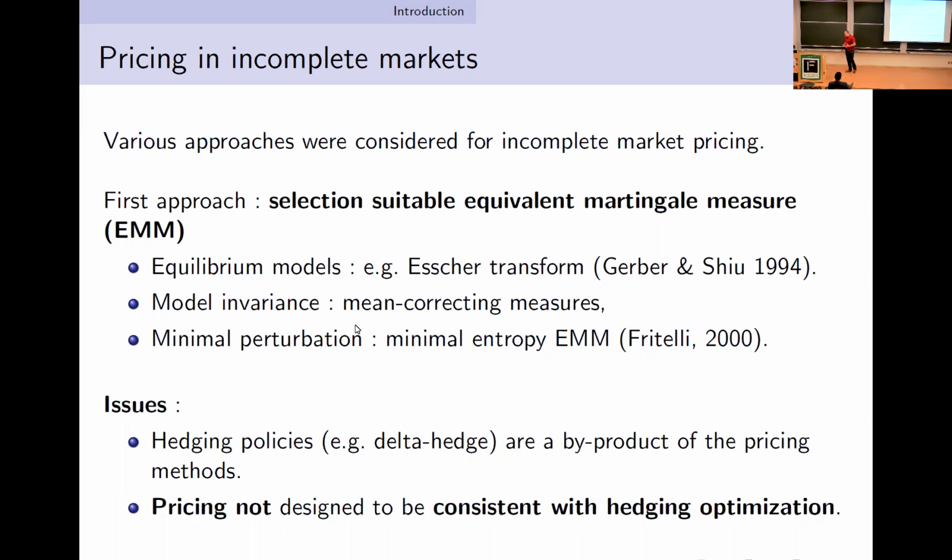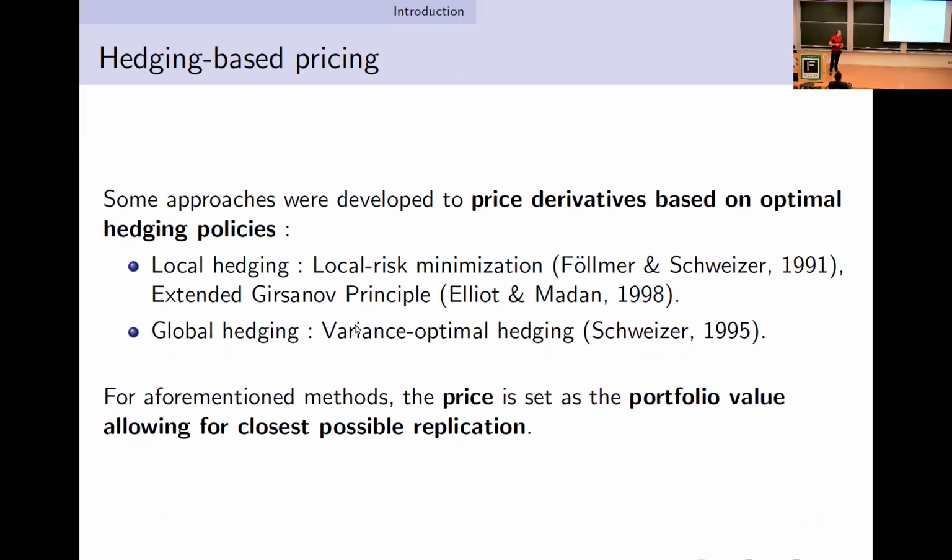But in this case, one issue is that the hedging procedures, such as delta hedging, are a byproduct of the pricing, but the pricing is not necessarily made to be optimal with respect to the hedging procedure. Okay, so we would like to propose methods where the pricing is consistent with optimal hedging. There were approaches that were proposed in the literature for that.